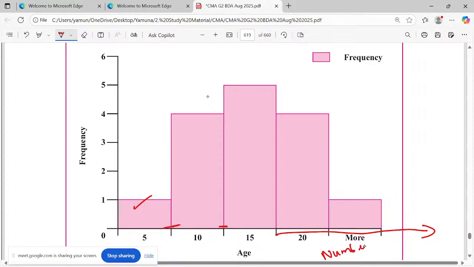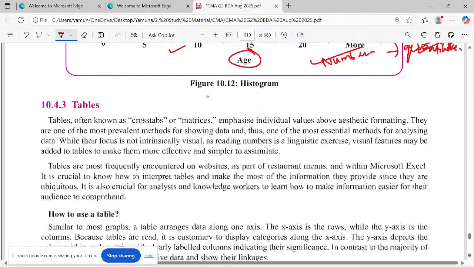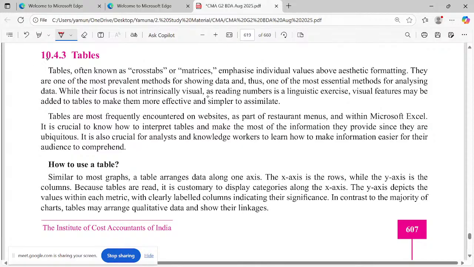So that's why we call histogram is drawn for quantitative data. Please make a note of it. It is drawn for quantitative data, not for qualitative data. Bar diagram and histogram, the only difference is this, please note: only for numbers, quantitative data only. So if you check for the age 5, 10, 15, we are drawing for the numbers. Okay, then tables. Shall I take over?